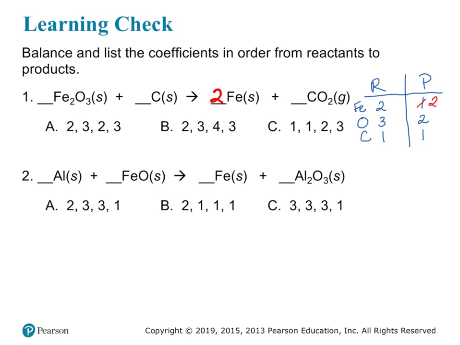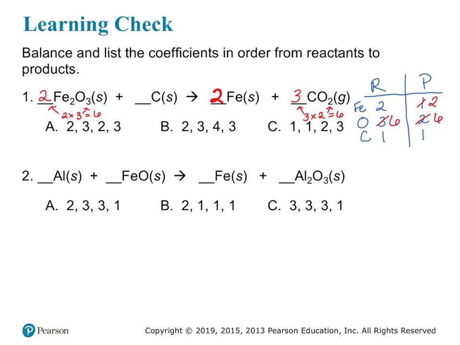Okay, so I'm going to multiply this oxygen by 2, so that's 2 times 3 equals 6. And then I'm going to multiply the oxygen on the right by 3. So that's 3 times 2, which is also 6. Okay, so I've got 6 oxygens on each side.